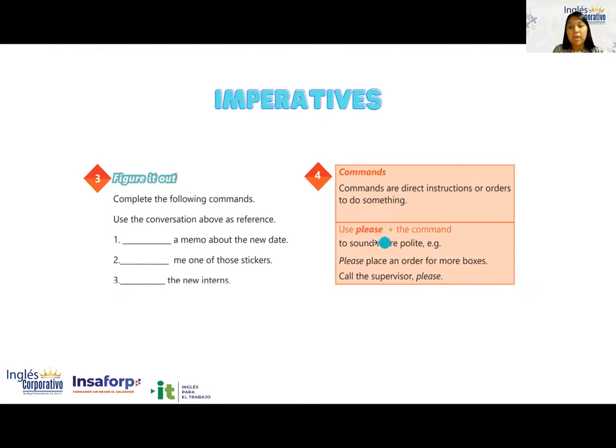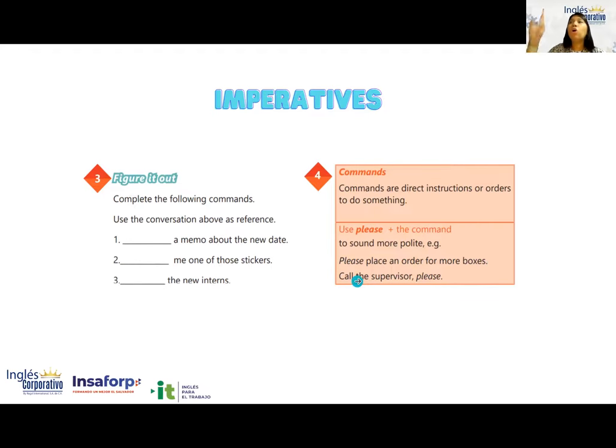So we have to use please plus the command. For example, mire, to sound more polite, para sonar más amable. Please, okay, place an order for more boxes. Por favor, place an order for more boxes. Por favor, pon una orden para más cajas.